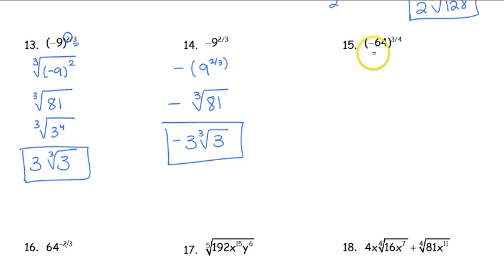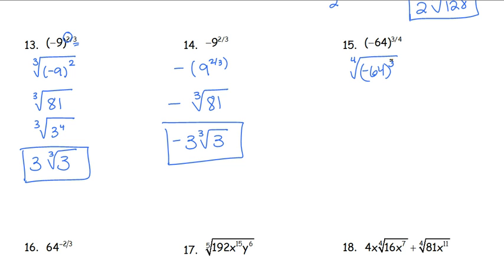Number 15, we have a negative 64 raised to the 3/4 power. So that means that we're raising the negative to the 3rd power, which means the answer is going to be negative because we're going to have 3 negatives. And we're going to take the 4th root. So we're taking the 4th root of a negative 64 to the 3rd power.